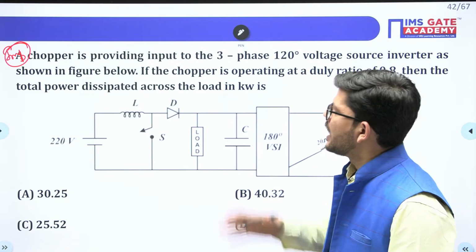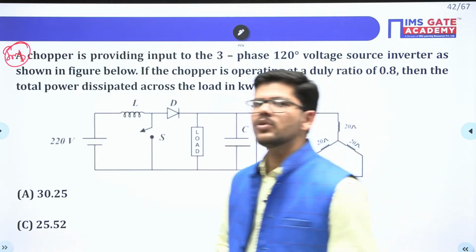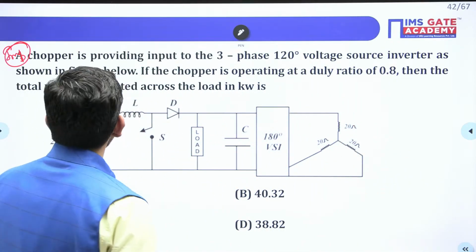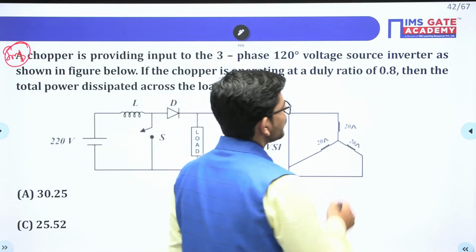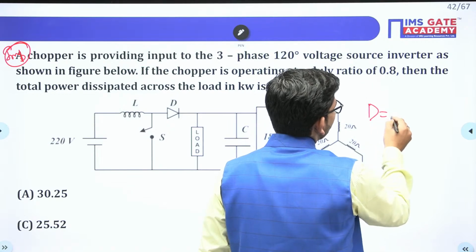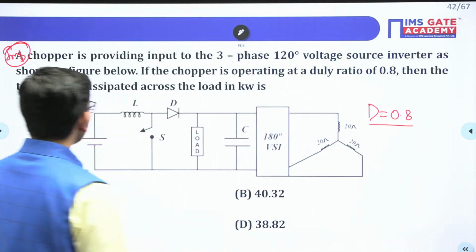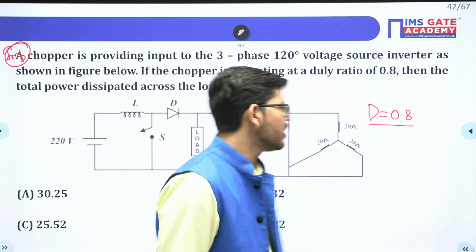So let me read the problem first, and then you will see how beautiful and important this problem is. A chopper is providing input to a 3-phase 120-degree voltage source inverter. It is a 120-degree VSI. As shown in the figure below, the chopper is operating at a duty ratio of 0.8. So guys, the duty ratio is given as 0.8. Then we have to calculate the total power dissipated across the load.